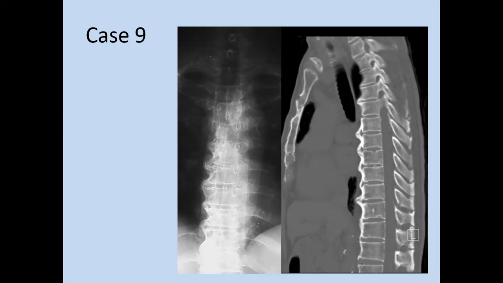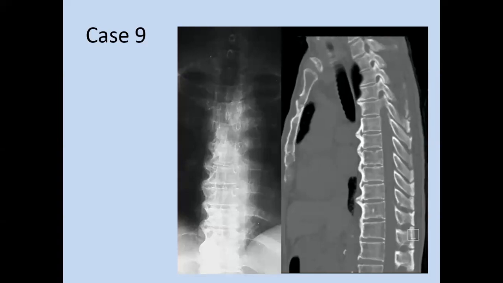AP X-ray with the sagittal CT scan showing ankylosing of thoracic vertebrae with also some fracture. Ankylosing of the anterior longitudinal ligament, going with DISH.